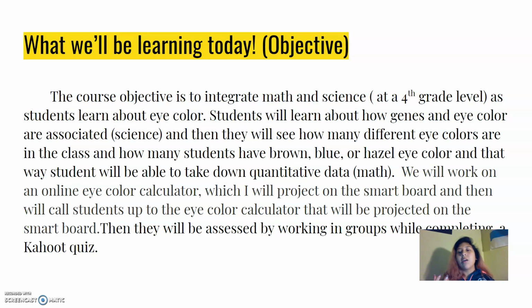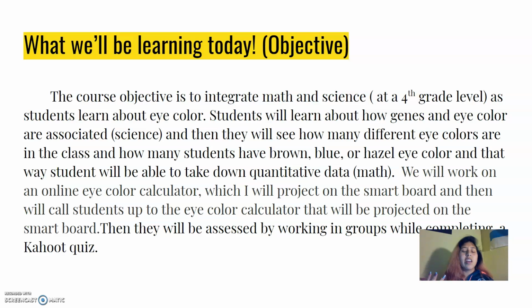Students will learn about how genes and eye color are associated, the science portion, and then they will learn how many different eye colors are in the classroom. They'll be able to observe around and see who has brown eyes, who has blue eyes, hazel eyes. Then they'll be able to take that information down and observe it. That will serve as their quantitative data, which would be the math portion.